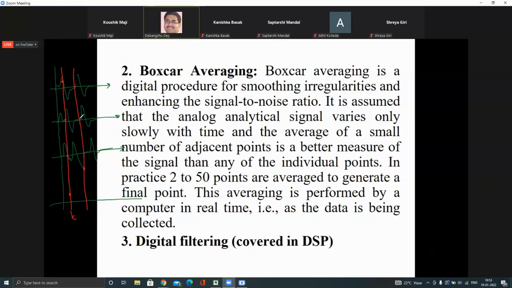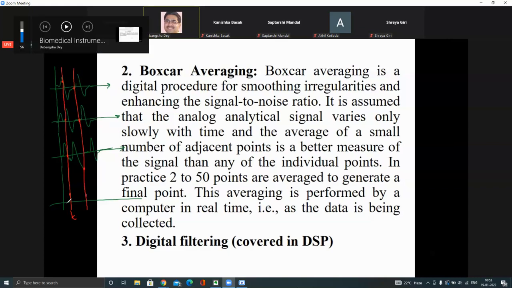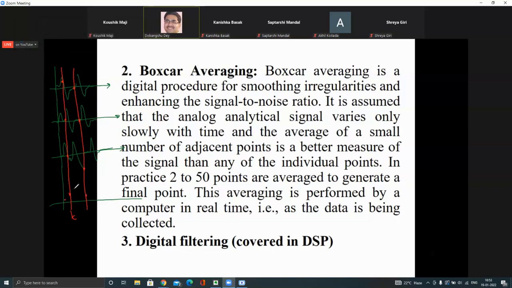Take all the signal values at that time instant, take the average, and that will go. After some time, if you take the average at all the time instants, you will get a signal. So that is what we are talking about as the ensemble average. It is not like the boxcar average.